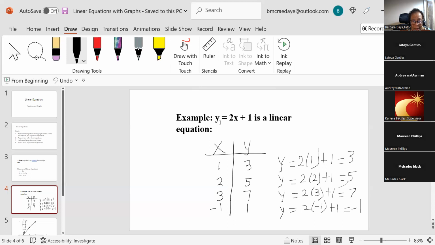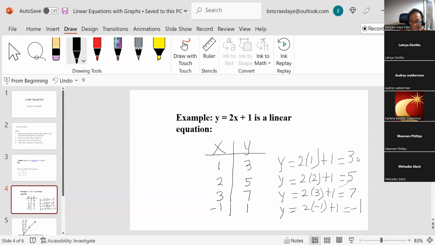So I've selected some values for X. Okay. X is 1. So I put 1 for the X. There it is right there. 2 times 1, that's 2X, plus 1. 2 plus 1 is 3. Follow me, everybody?